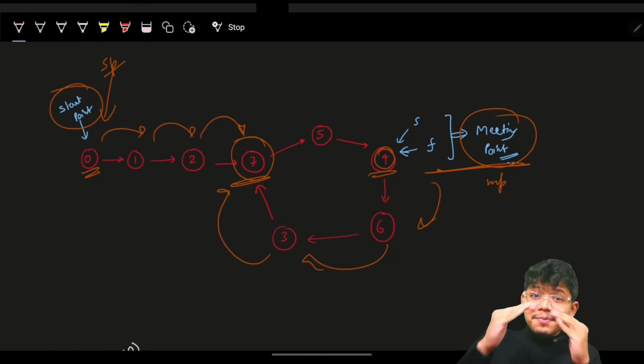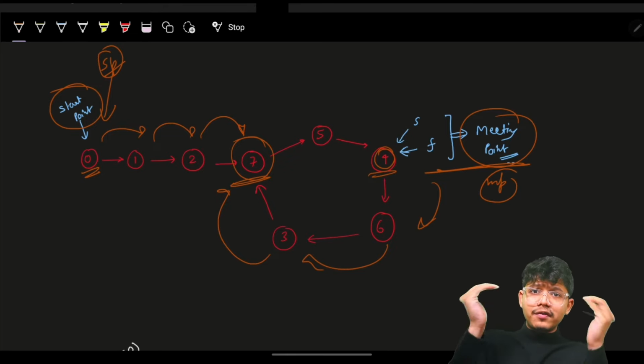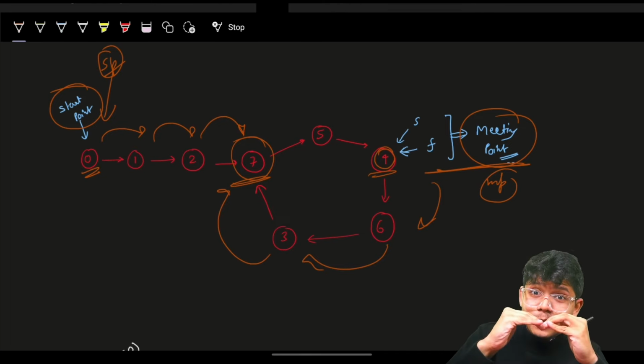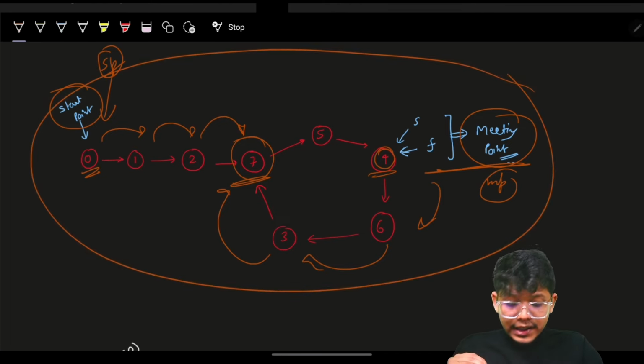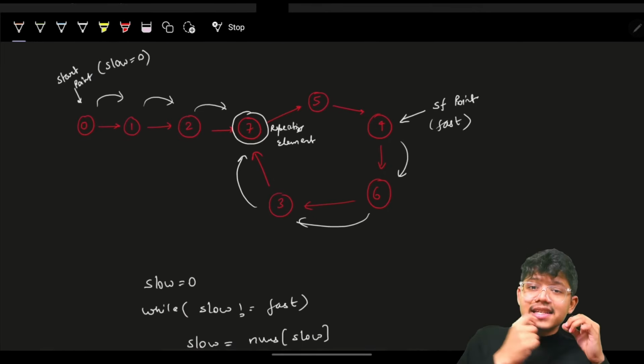As soon as my start point and meeting point meet, both of them will keep on moving 1 step at a time. As soon as both of them meet, that will be my intersection point. This is what we got to know by the diagram. But bhaiya, is it always important? Yeah, it will be. Let's see the proof of this.